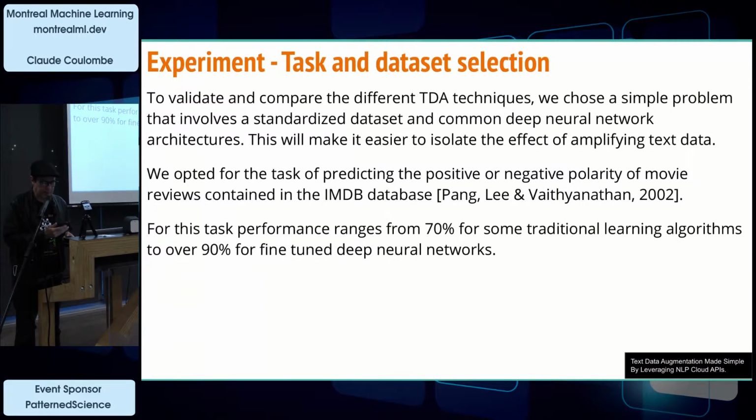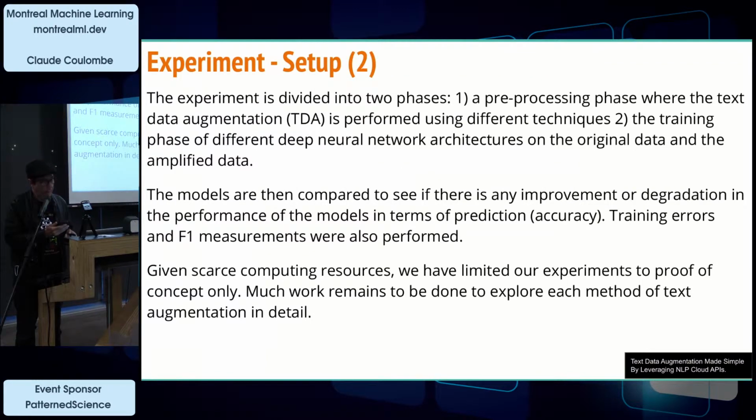The experiment is divided in 2 phases. First, a preprocessing phase where the text data augmentation is performed using different techniques. And second, the training phase of different neural network architectures on the original data and the amplified data. Then the models are compared to see if there is any improvement or degradation in the performance of the model in terms of prediction accuracy, training errors, and so on.